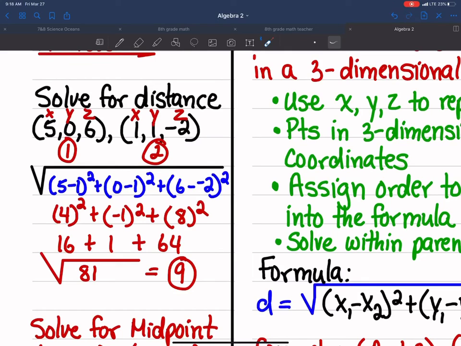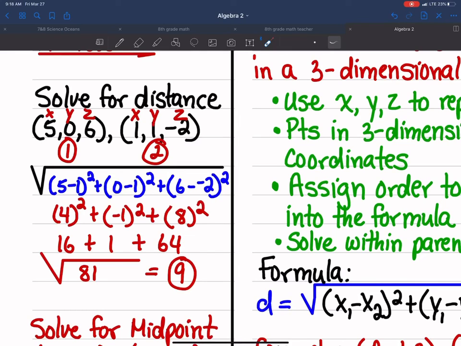Now what am I going to do? Somebody tell me quick. Ricardo, tell me. What am I going to do here? What's next? Right there. What is that? Yes, I am going to square the numbers. Okay, so 4 squared is 16, 4 times 4. -1 squared is 1, -1 times -1. And then 8 squared is 8 times 8, or 64.